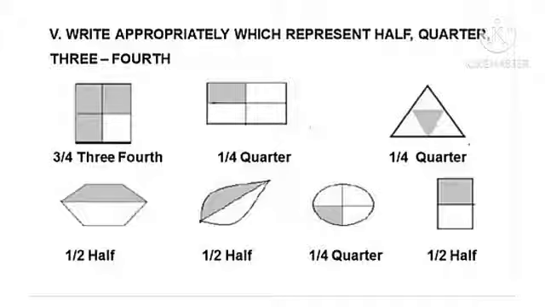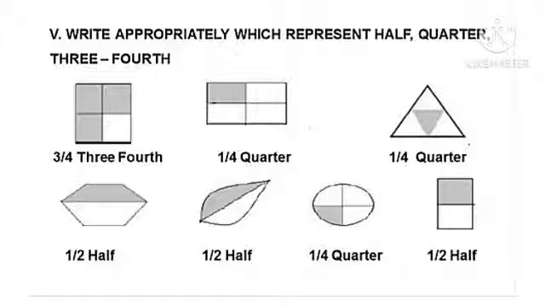Okay children, now look at the image. The image has been divided into 4. In that 3 parts are colored. So this is 3/4. Look at the second image. The image is divided into 4 parts. In that 4, one part is colored. So it is quarter. Similarly, look at the third image. The image is divided into 4. In that one part is colored. So this is also quarter.